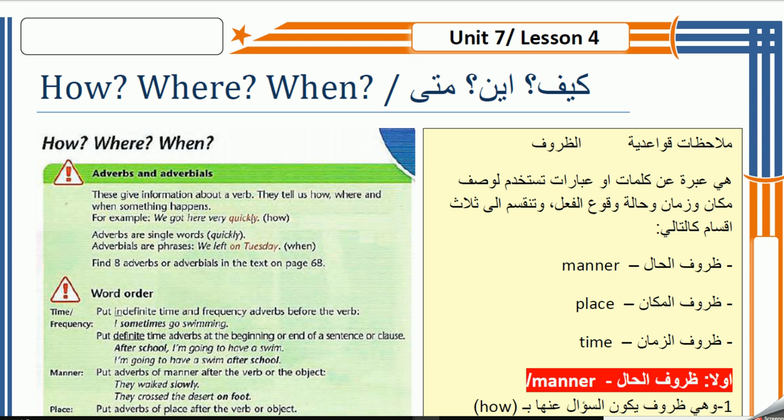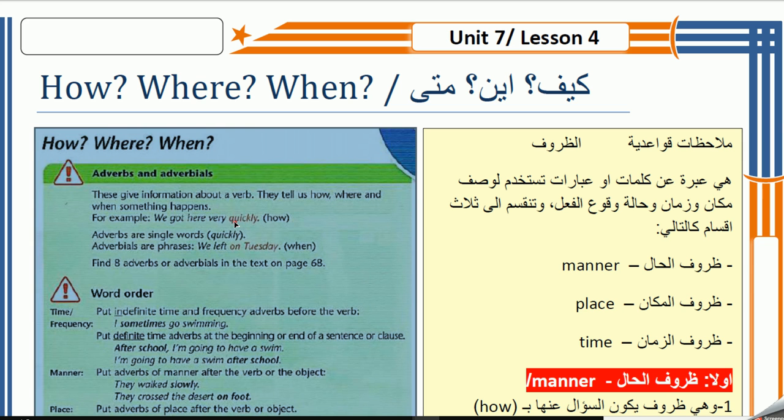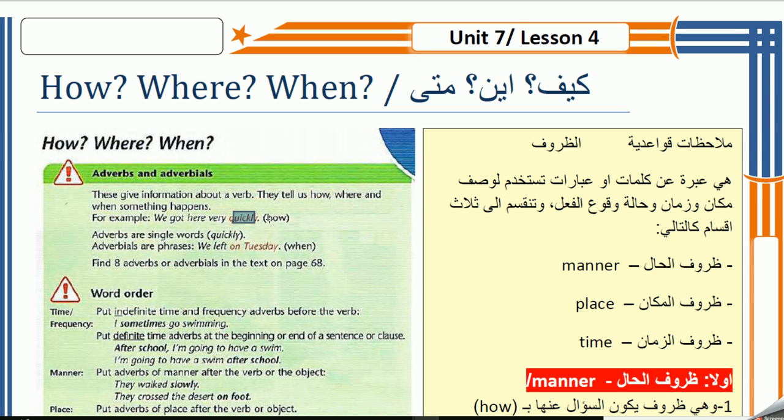Number one, adverb of manner. Number two, adverb of place. Number three, adverb of time. These give information about a verb. Adverbs give us information about a verb. Also, they tell us how, where, and when something happens. For example, we got here very quickly. The word quickly here means how.